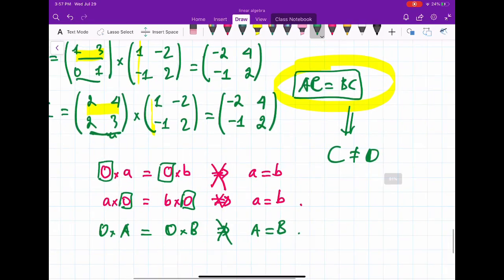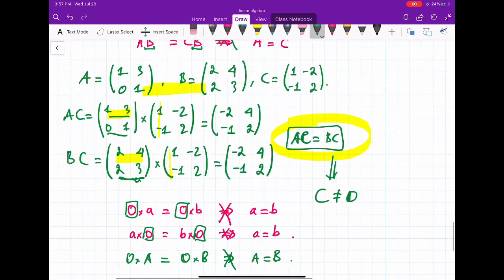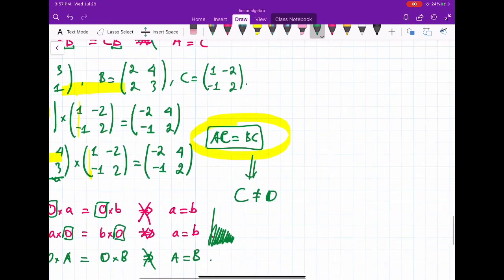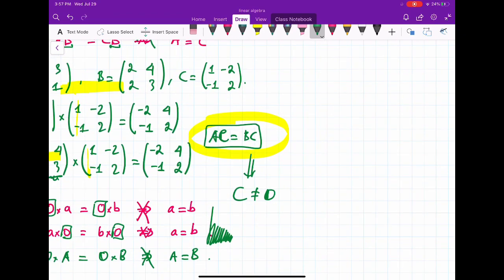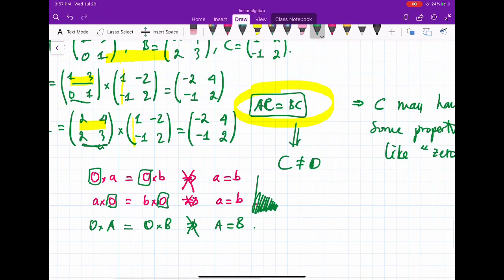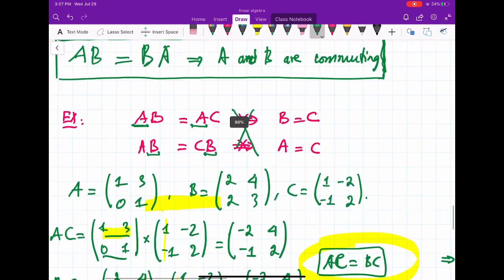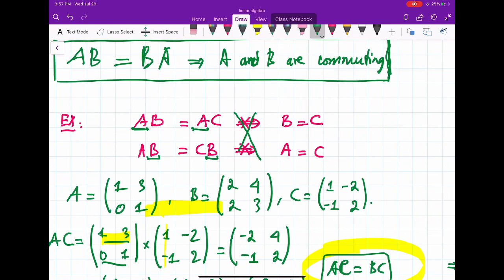Interesting. But you still have very similar properties. You still have similar properties like this. You cannot cancel that. So from this example, we may guess that C may have some properties like, okay, let me write here 0. That means given that C is not 0 matrix, we still cannot do cancellation. Does that make sense?